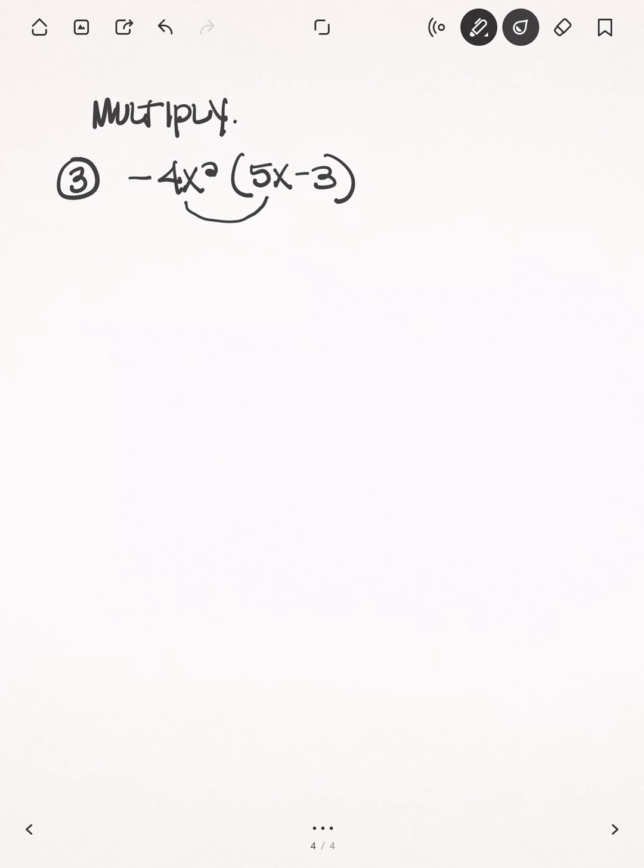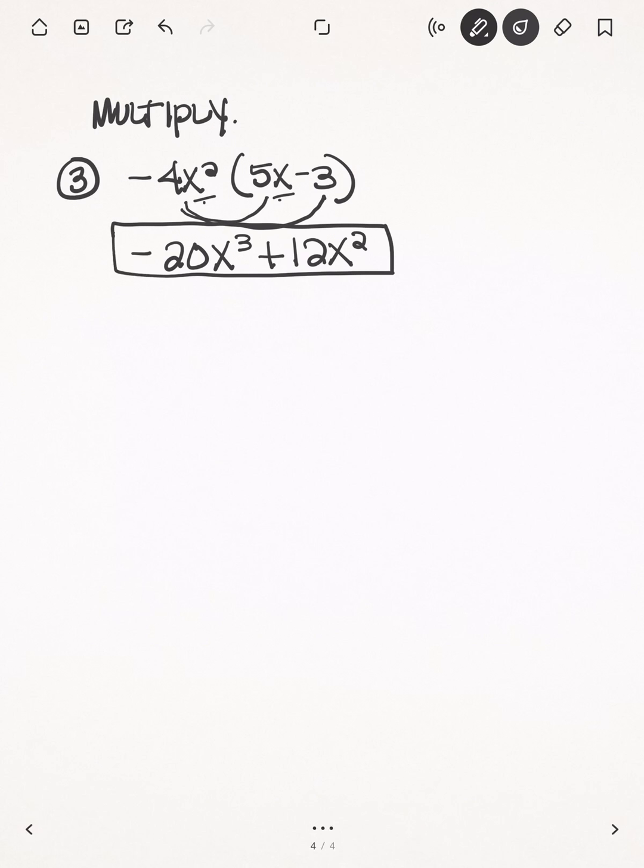So what is negative 4x squared times 5x? That would be negative 20. And then when I multiply my like bases together, I have 2 x's here and I have 1 x here, so I have a total of 3 x's when I multiply those together. Then I take my negative 4x and I multiply by negative 3. Negative times a negative is a positive. 4 times 3 is 12, and my x squared does not change. Notice that those are not like terms, so I cannot combine them together, and I am finished. I multiplied using distributive property. If you choose to do a generic rectangle, you would do a 1 by 2.